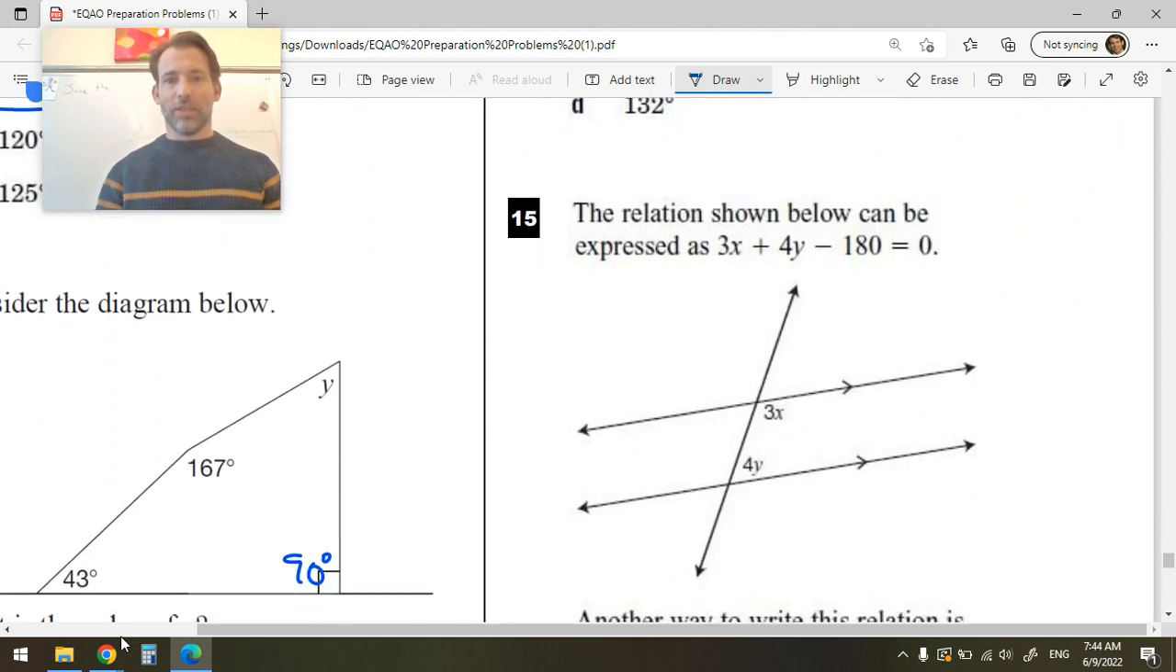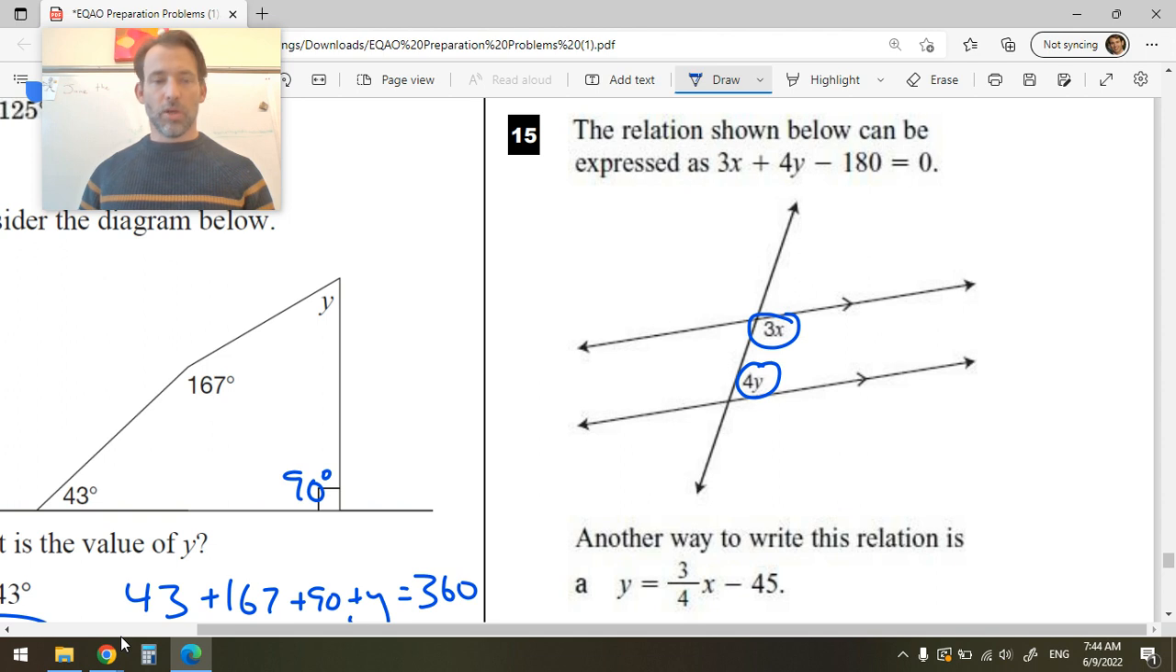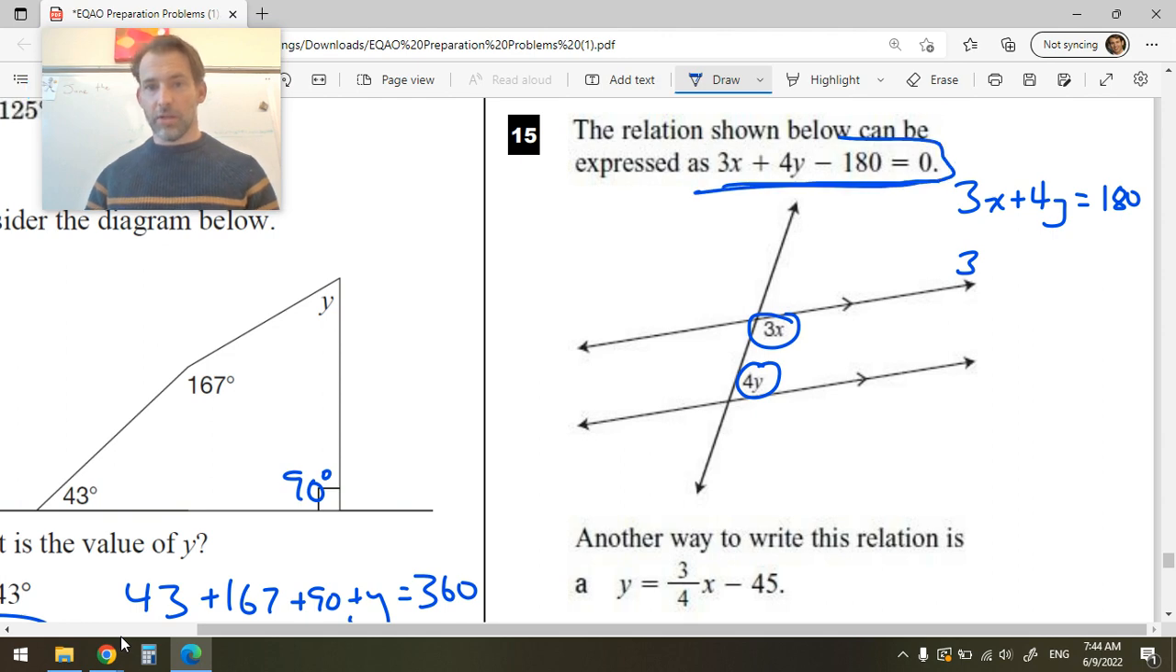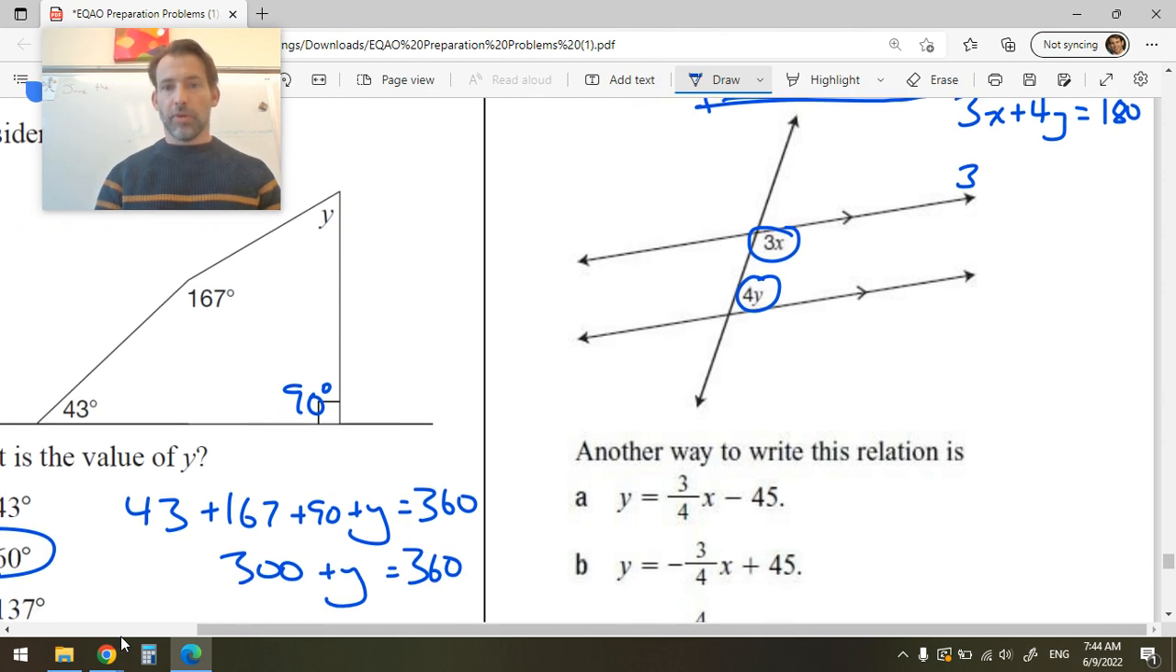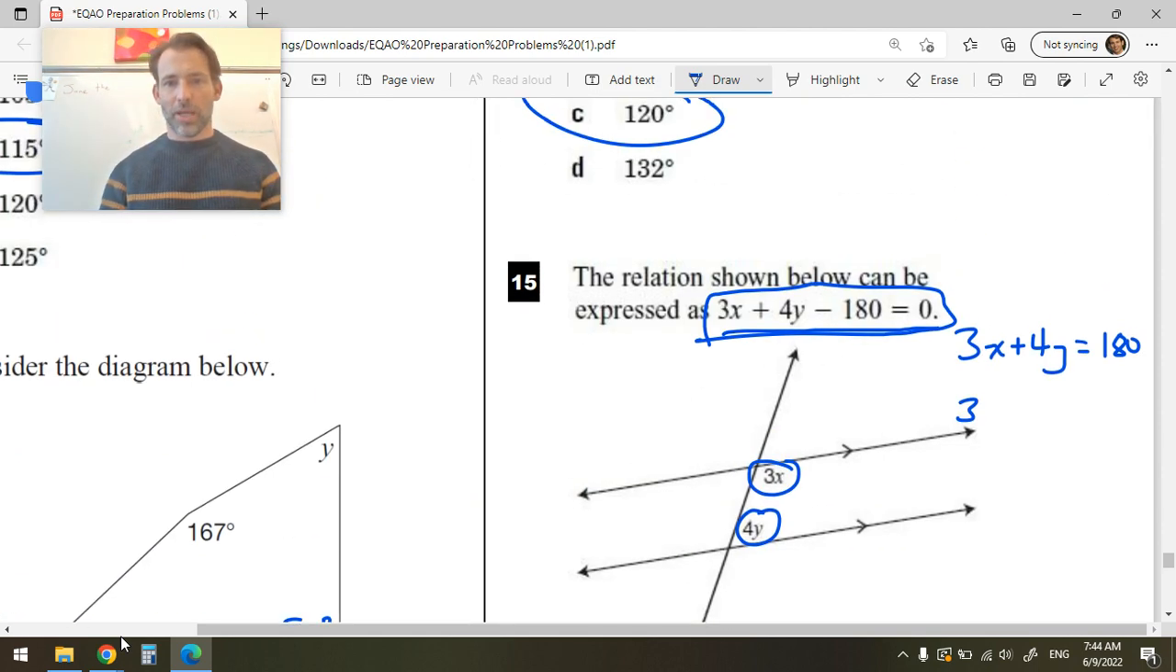There you go. 15. This relation below can be expressed as 3x plus 4y minus 180 equals 0. Yes, these two angles will always sum to 180. So this is true because 3x plus 4y equals 180, and then if you subtract 180 from each side, you get what they have here. Another way to write this relation, they're asking you to convert this to y equals mx plus b. All you need to do is convert to y equals mx plus b.